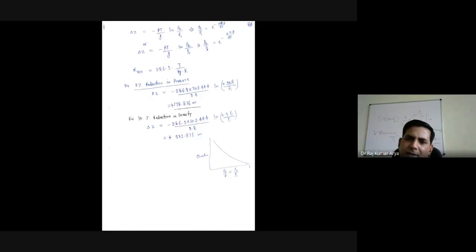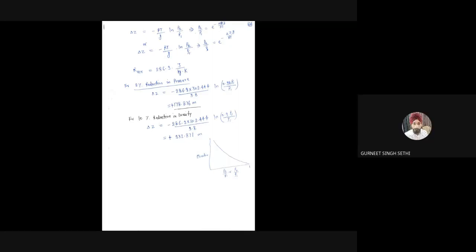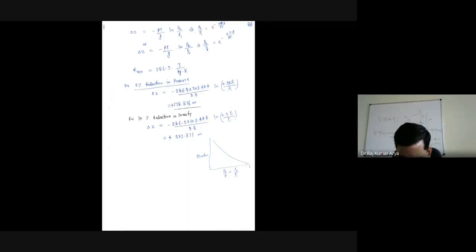Then next is the 10% reduction in density. You just calculate 10%, which would become 0.9, and the rest of the things are the same, because of constant temperature. You are just finding that rho 1 upon rho 2 is equal to P1 upon P2, right? Yes, sir. Is that fine? Yes, sir. Anything else?